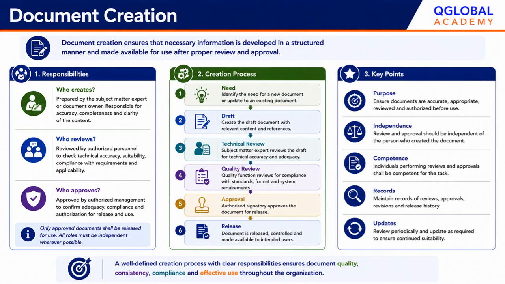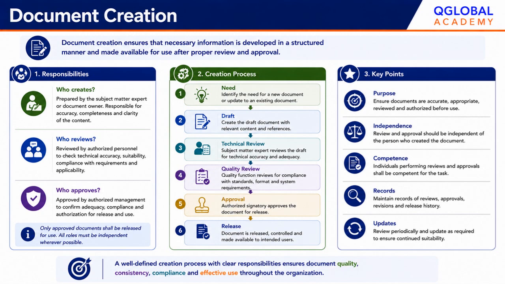The document creation process includes several key steps. First, the need for a document is identified. Then, the document is drafted with relevant content and references. This is followed by technical review by subject matter experts and a quality review to ensure compliance with standards and formatting requirements. After successful reviews, the document is formally approved. Finally, the document is released, controlled, and made available to intended users.